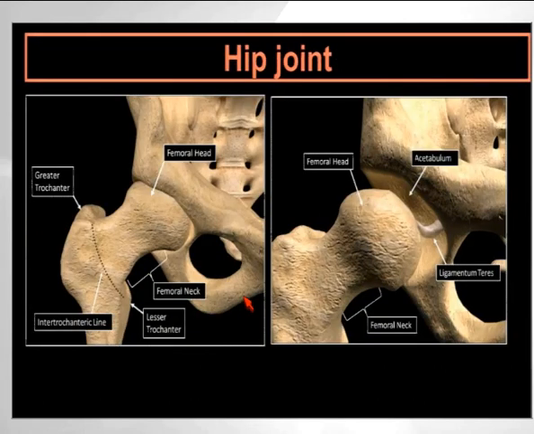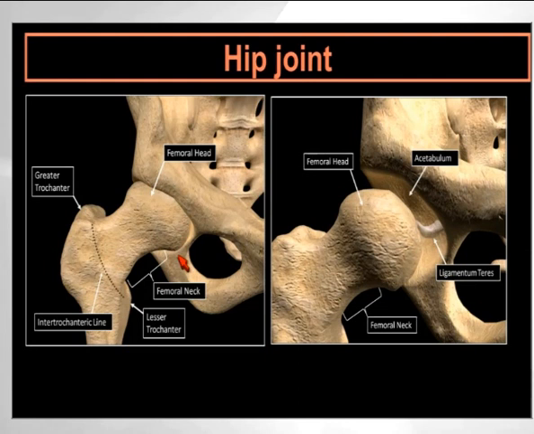So let's start with the anatomy of the hip joint. It's a synovial joint. It's a large synovial joint, and unlike shoulder joint, it's a very stable joint. We have a large acetabular socket, and then we have the femoral neck, which is more like a pyramid, and greater, lesser trochanter, and the intertrochanteric line.